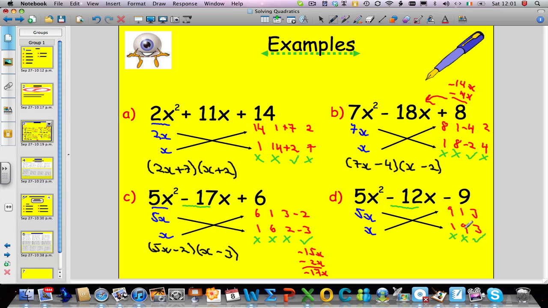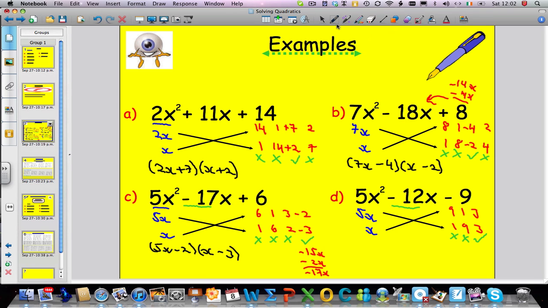Now all we've got to do is make sure we get our signs correct. So let's change colour pens here again. This time I need minus 12. If I do 5 times 3, I get 15. 1 times 3 is 3, so 15 and 3. I'm going to have to do a take away here. But I want negative 12, so we want minus 15, and I'm going to add 3. Minus 15 plus 3 gives me the minus 12 that I'm looking for. And if you check, minus 3 times plus 3 gives me minus 9. So I know it must be correct.